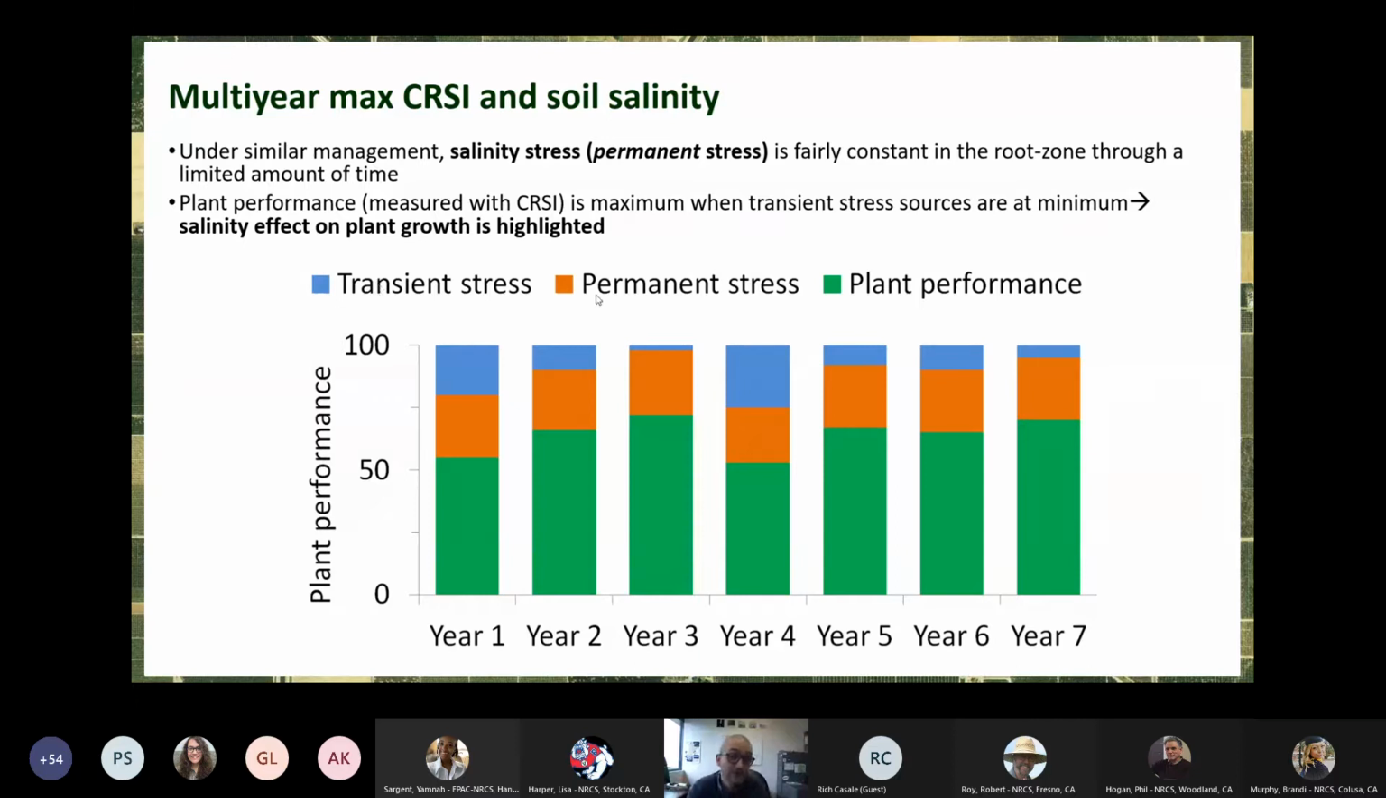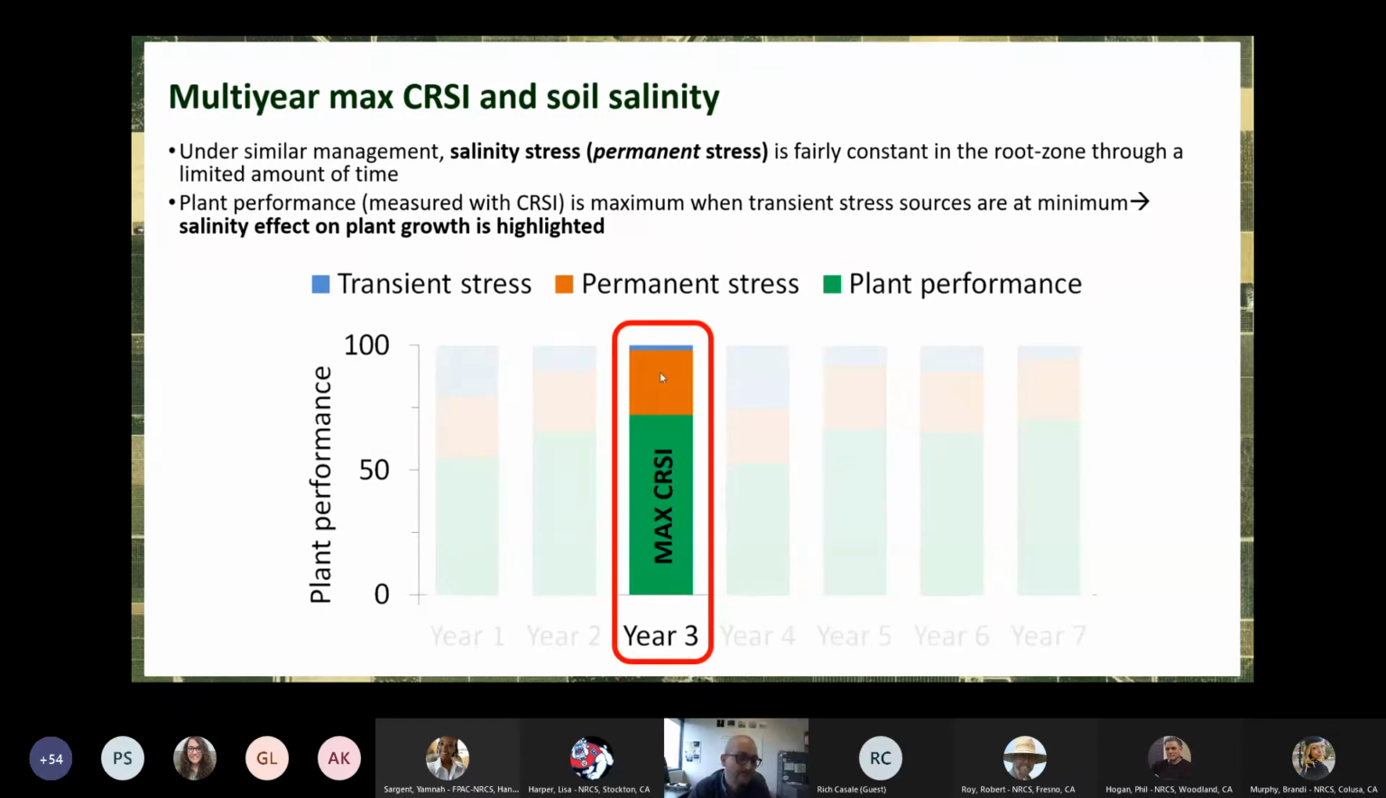Whereas we have a more permanent stress, such as salinity, that is constantly there over time. And therefore, the relative crop performance is limited by these transient stressors and the permanent stress that is salinity. So if we take the year with maximum performance, we minimize the presence of the transient stressors and can relate the relative crop performance to the levels of salinity in the soil.